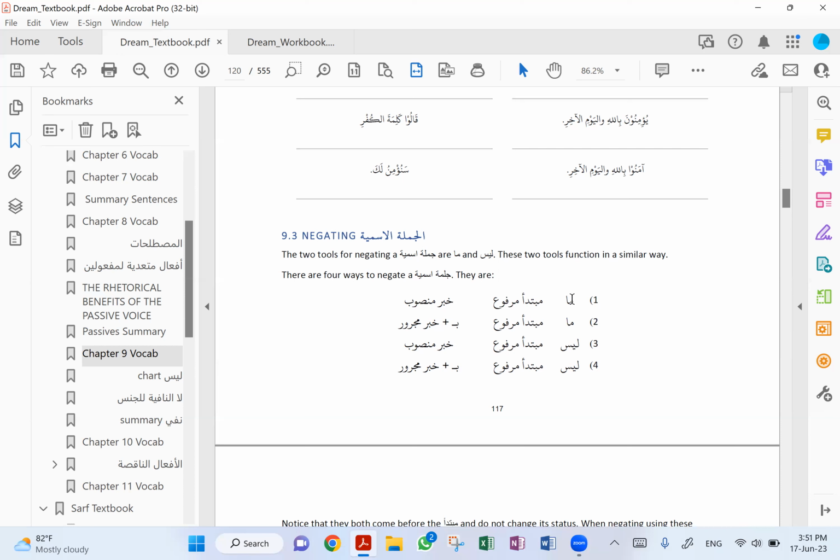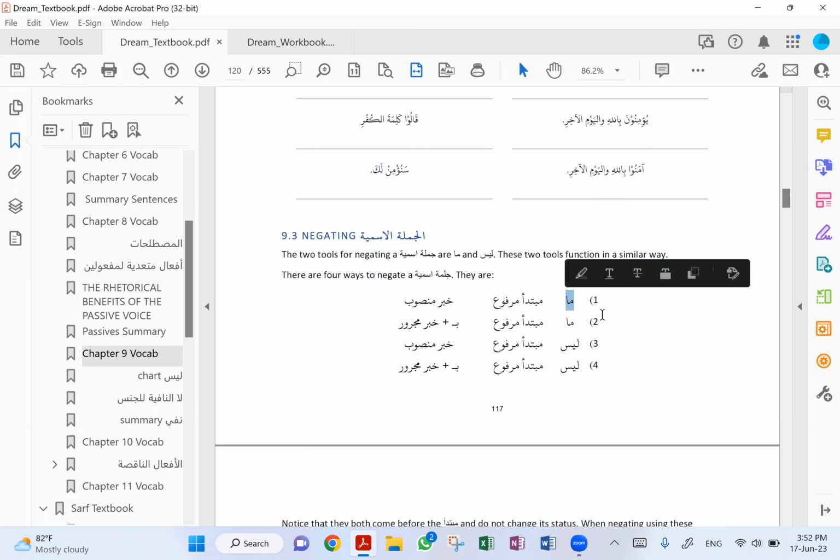But ma normally does not have any effect. Yes. But because ma is trying to copy Laysa in its job, Laysa is meant to negate. That's the job of Laysa. Like it's known as, there's no other function for laysa. Unlike ma, you have other functions. Like you have so many different kinds of ma. Ma mawsula, ma shartiya, ma nafiya, ma, yeah? So all different kinds of ma.